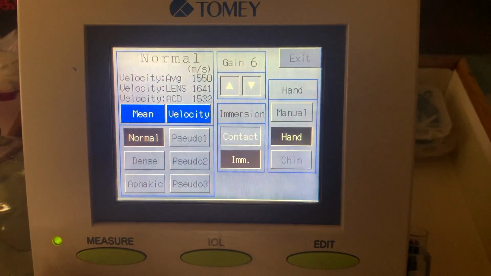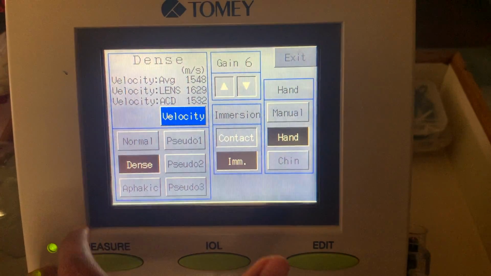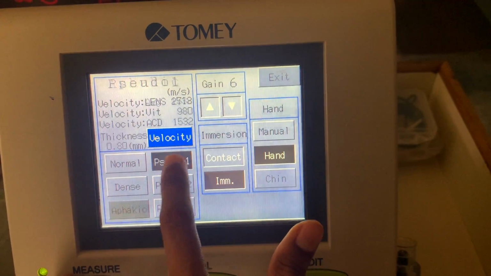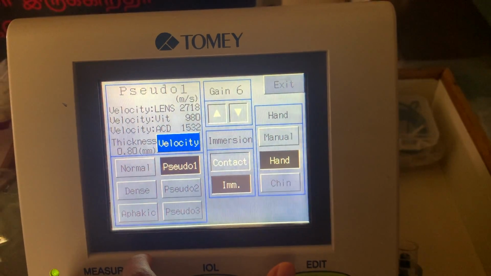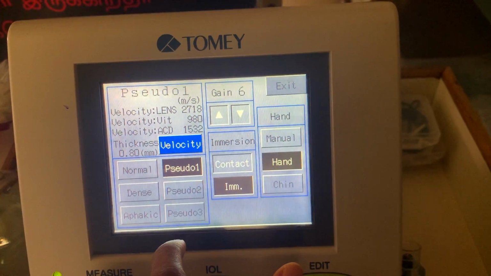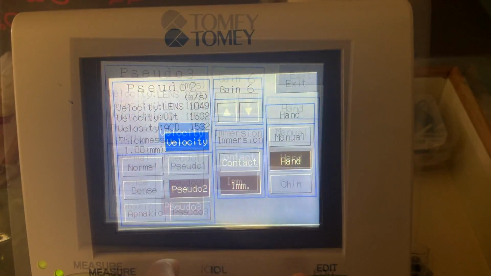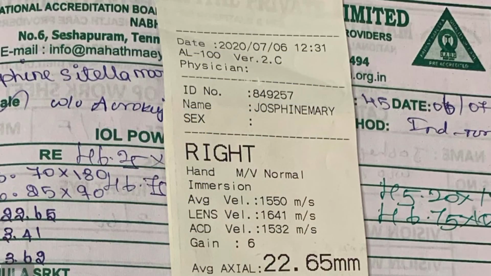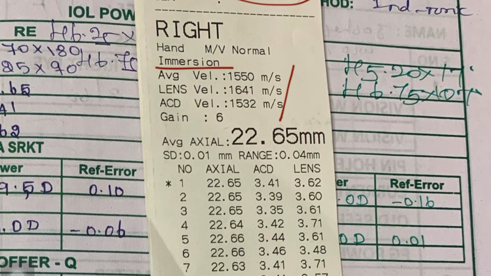There are many modes available in our machine, for which there is varying velocity and gain. We have different modes for dense cataract, for aphakia, for eyes filled with silicone oil, and for pseudophakic eyes. And make sure that it is on the immersion mode and not on contact mode. Always start off the validation by verifying the patient information and the eye of the patient, following which check the measurement mode. The standard deviation should always be less than 0.05 mm.